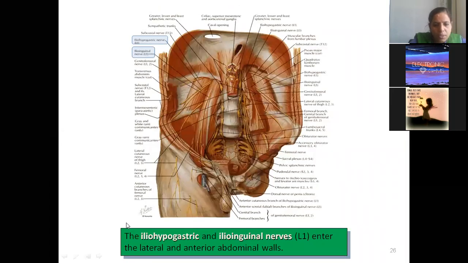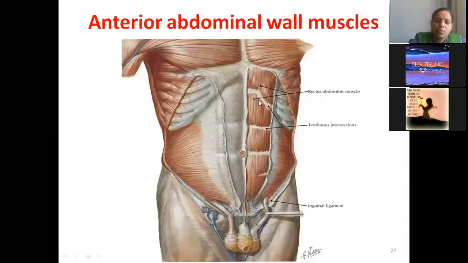Just see, iliohypogastric, ilioinguinal, root value is L1. It is entering from the lateral aspect of the abdomen, moving to the anterior abdominal wall, from lateral side to anterior side. For your review, what was the first muscle which is cut here? External oblique. Then we have internal oblique, then transversus abdominis. This white thing is all aponeurosis. Within the aponeurosis, what muscle do we have here? Rectus abdominis. So we know this is penis, scrotum.